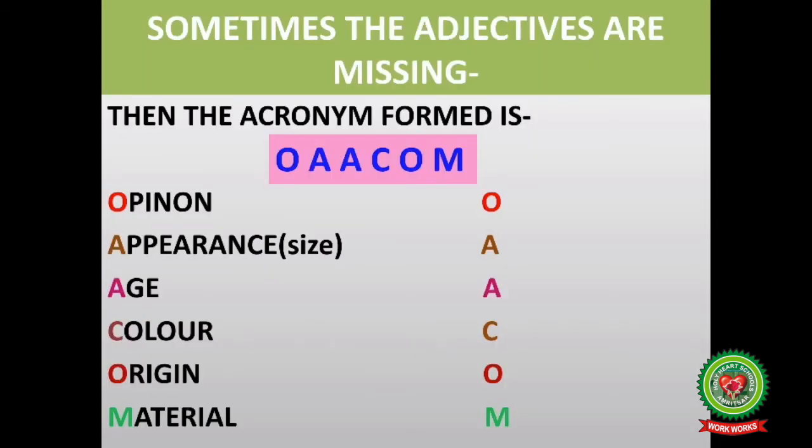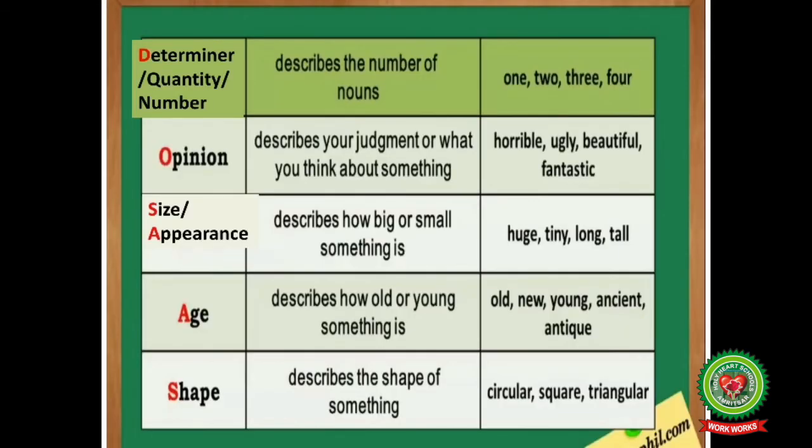Students, one more thing. Sometimes the adjectives are missing. Then the acronym formed is OSACOM. Opinion O, size, also known as appearance, A, age A, color C, origin O, material M. Isn't this easy for you to remember? Students, now let's understand the order of adjectives in detail.